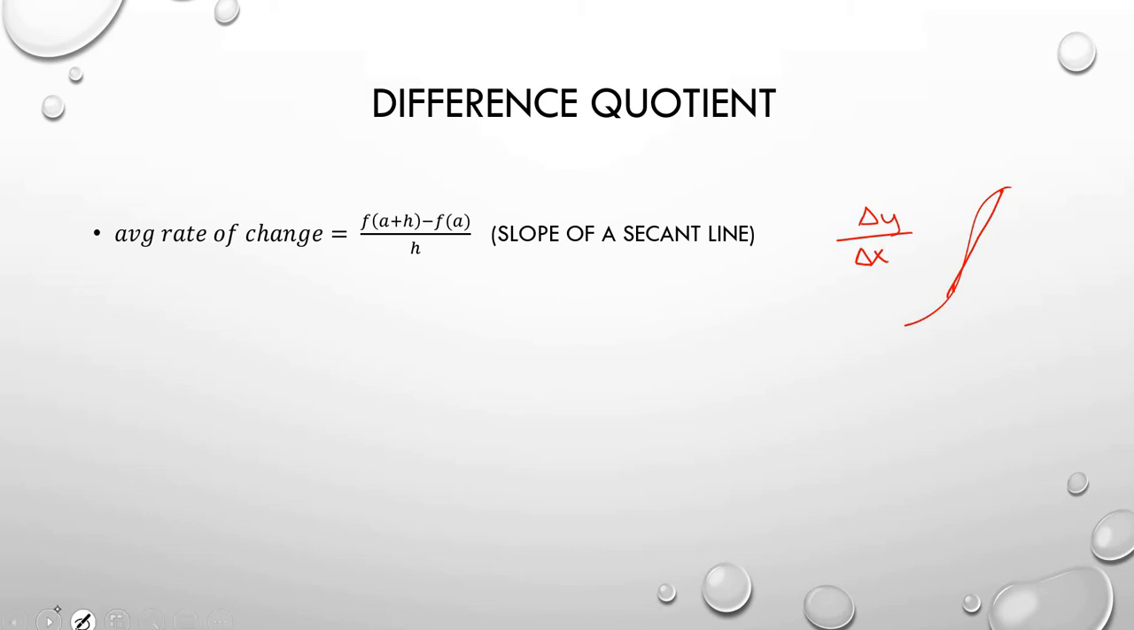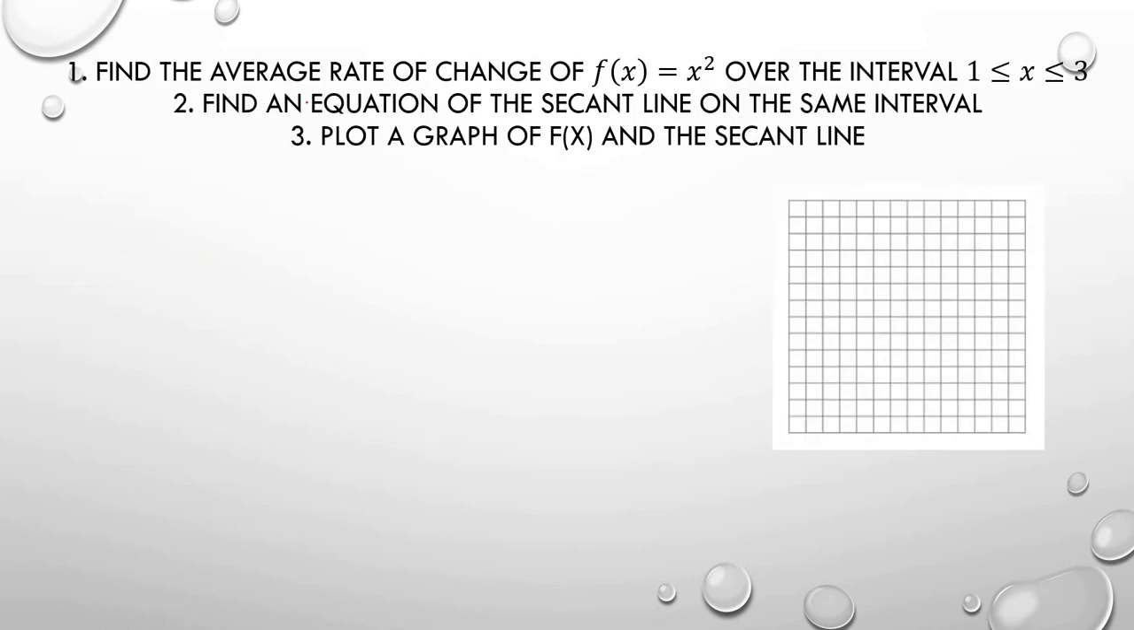It's the slope of the secant line in the curve from point A to a plus h. Okay, so we're going to use that again to find our average rates of change. So let's do a problem together to get started on this section. Find the average rate of change of f of x equals x squared over the interval 1 to 3. So let's do that first.